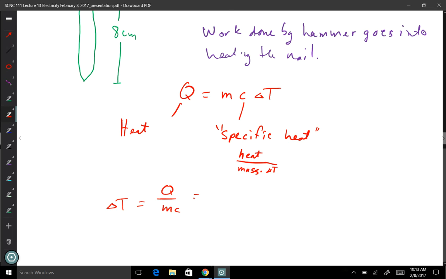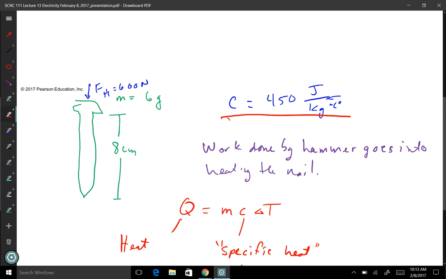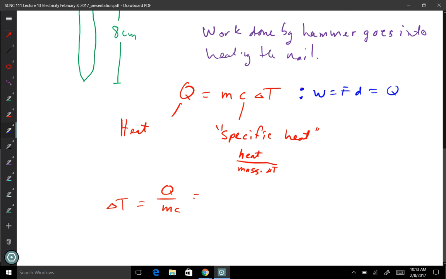So the heat, I said the work done by the hammer goes into heating the nail. What's the equation for work? Force over distance, or force times distance. So that work is equal to the heat. So there I've written it out.